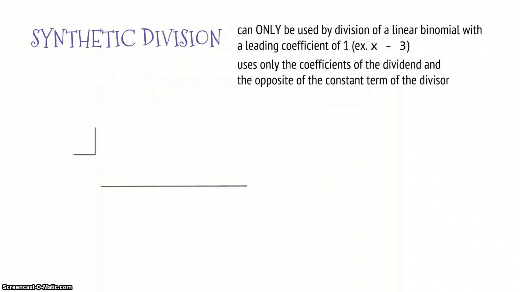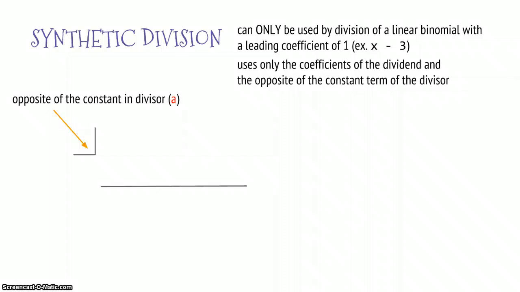Now, the second form of division is called synthetic division. Synthetic, of course, means a word that's kind of fake. So this is like fake division. And unfortunately, with synthetic division, it can only be used by division of a linear binomial. So degree 1, 2 terms, with a leading coefficient of 1. A great example would be x minus 3. That would be a linear binomial with a leading coefficient of 1. And it uses only the coefficients of the dividend and then the opposite of the constant term of the divisor. Okay, so we're going to look at this because this is kind of strange.